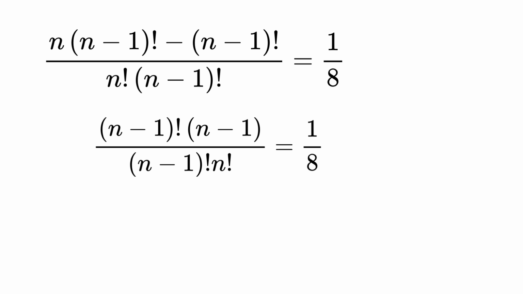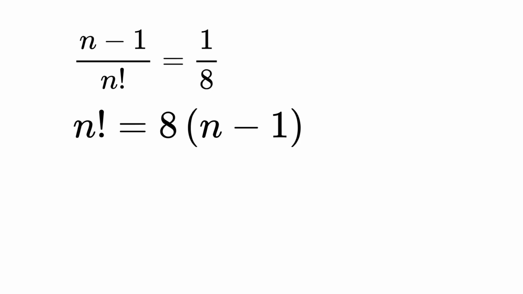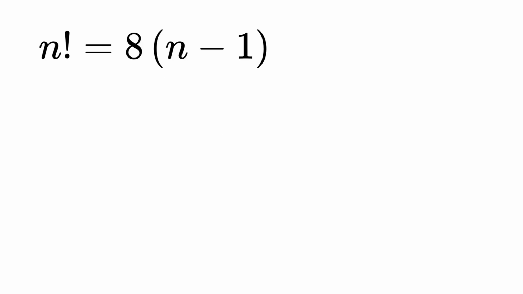(N minus 1) factorial in the numerator and (n minus 1) factorial in the denominator will be cancelled. Then we get (n minus 1) by n factorial is equal to 1 by 8. Then we get n factorial as 8 into (n minus 1). So let me check the values by putting n as 1, 2, 3, 4.